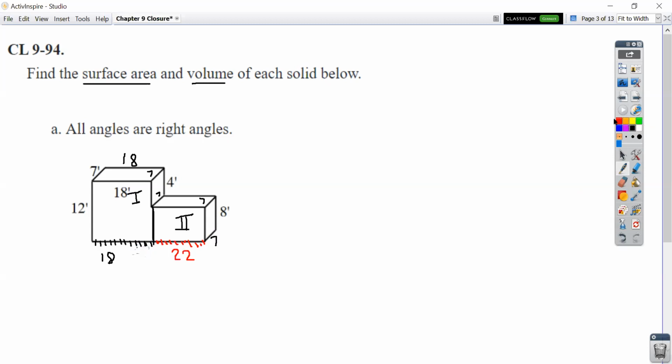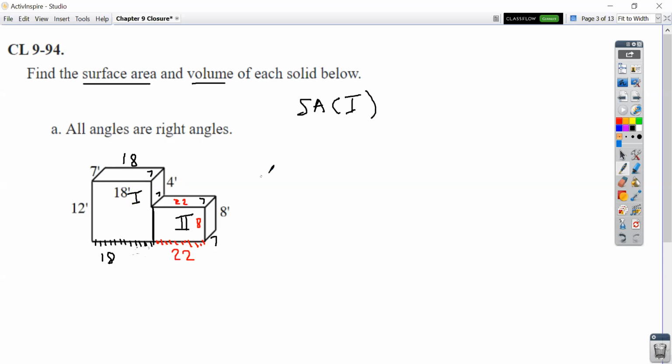This one is 22, so this length is also 22. All right, this one is 8, so this one is 8 as well. All right, so let's try to find the surface area of the first piece, piece number 1. Okay, right there.